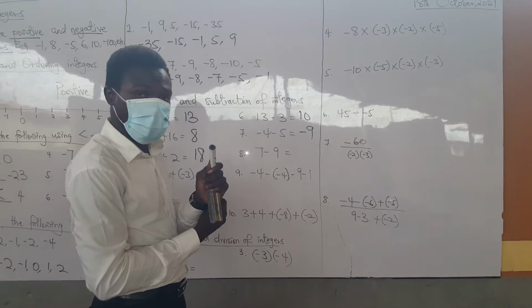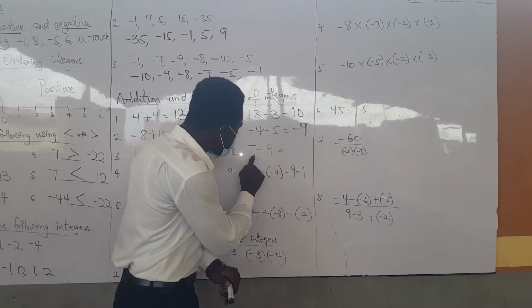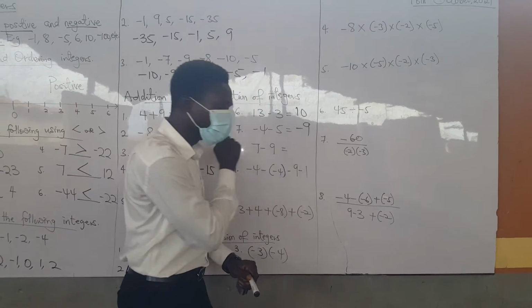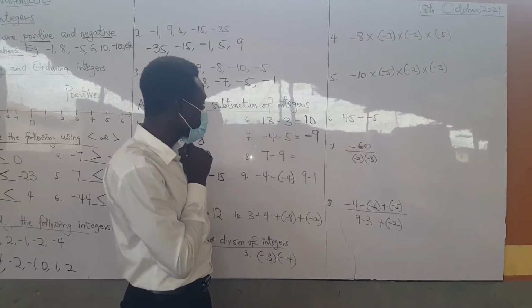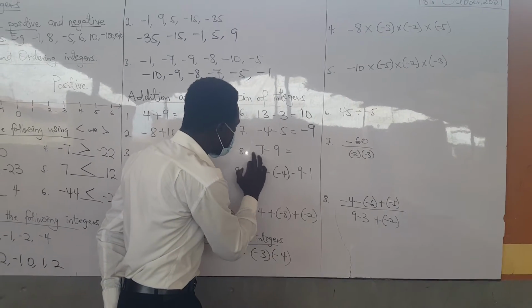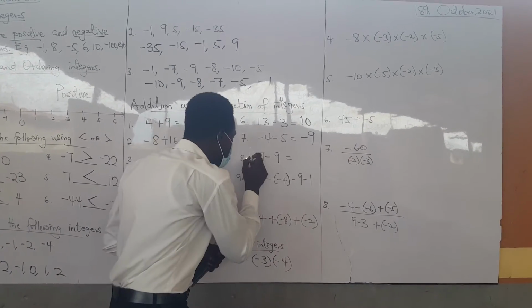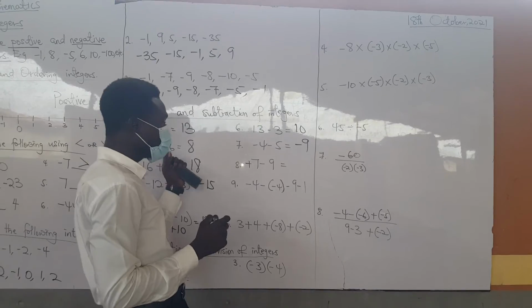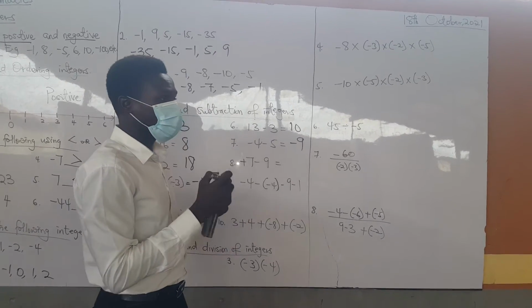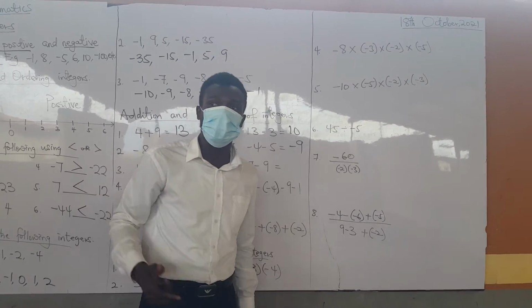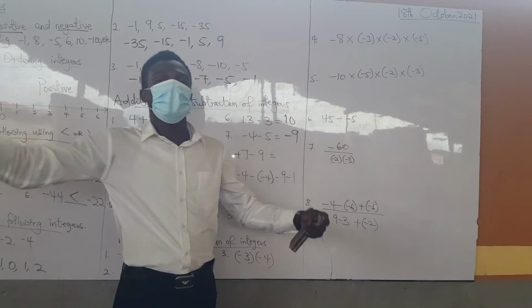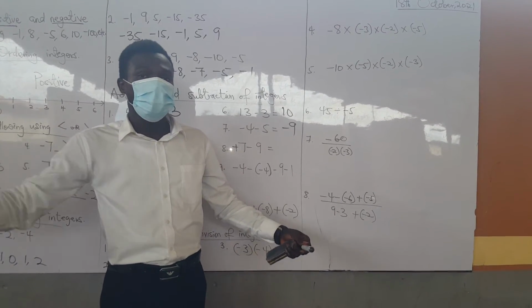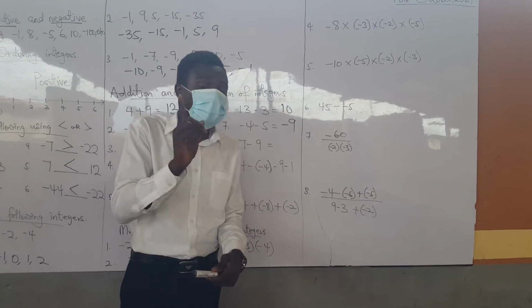Then number 8, you have 7 minus 2. Sorry. When you look at the 7, there is no sign here. It means it is plus. But just as I told you, we don't write it, because if you are counting 1, 2, 3, you don't say plus 1, plus 2, plus 3. We omit the positive sign. But if it is negative, we don't omit it.